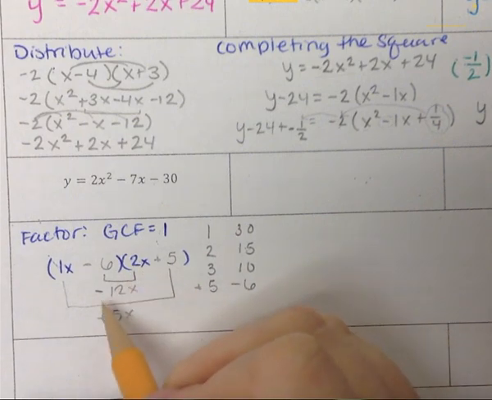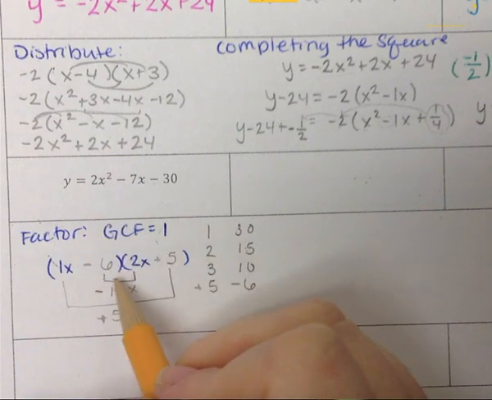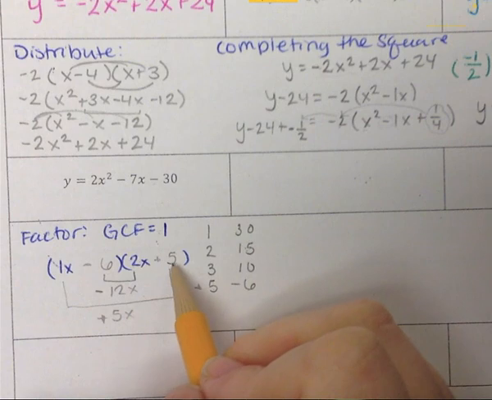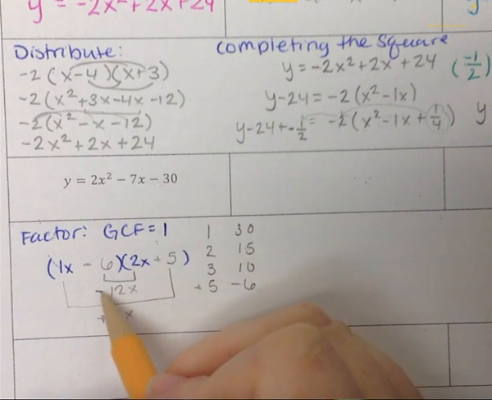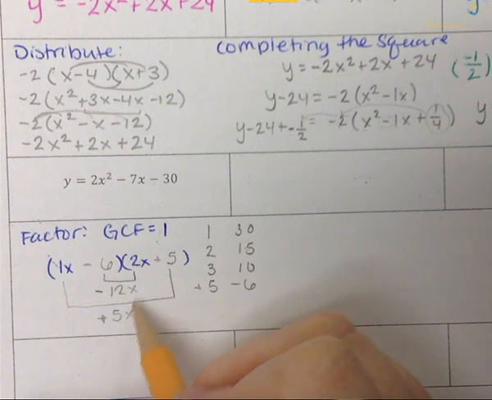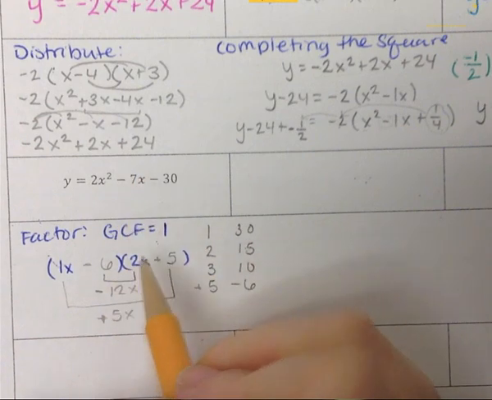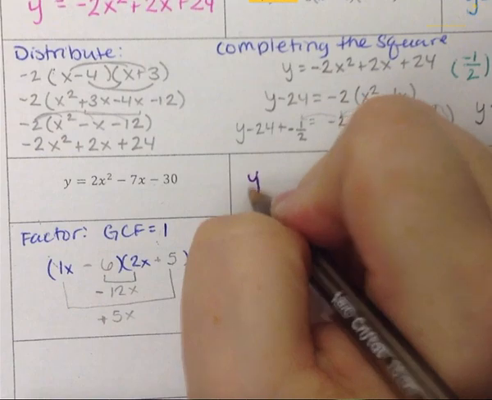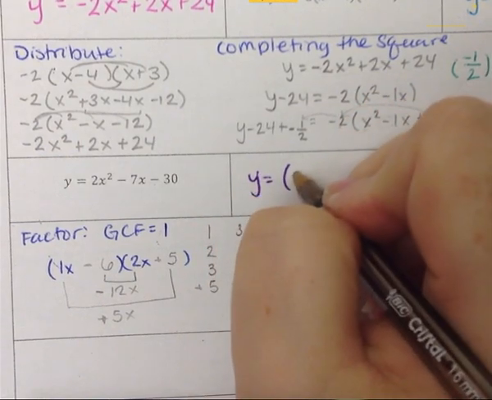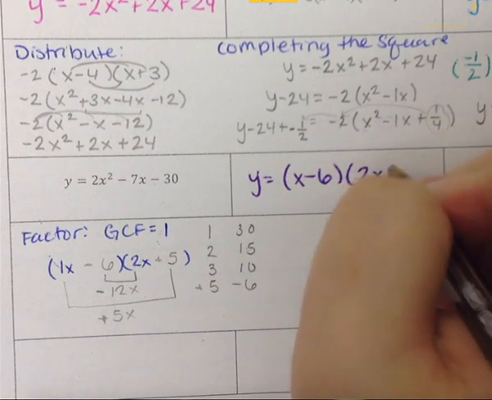So to recheck this, I know that x times 2x gives us 2x squared. Negative 6 times 5 will give us a negative 30. And then negative 12x and positive 5x will give us a negative 7x. That means that this is factored. This is actually in factored form. So we can write out that y is equal to parentheses, x minus 6, and 2x plus 5.